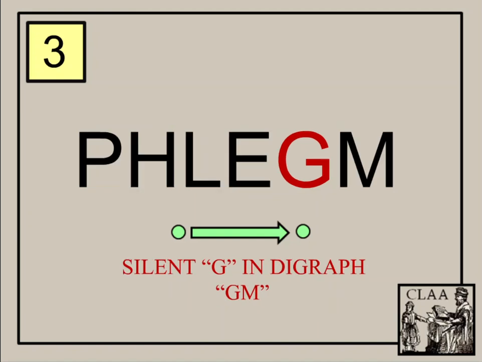In the word on your screen, we find the letter G silent in the digraph GM. The digraph GM is read with the sound of the letter M alone. Let's read this word together. Phlegm, phlegm, phlegm.